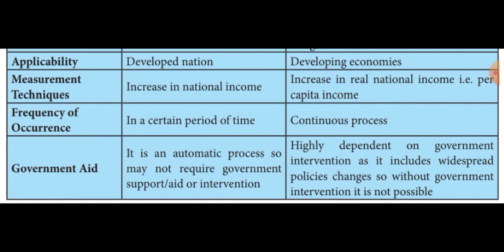Then government aid. Economic growth is an automatic process and may not require government support, aid or intervention. Directly the government does not intervene through economic growth, but at the same time economic development is highly dependent on government intervention, as it includes widespread policy changes. Without government intervention, economic development is not possible.